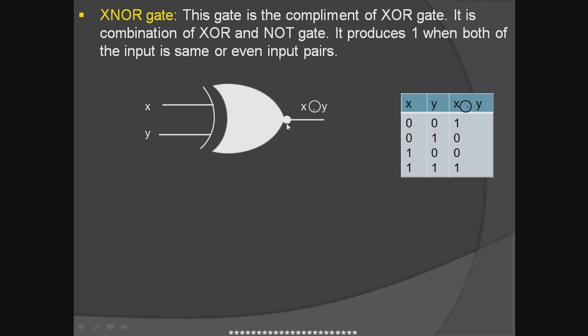As you can see here, this represents the NOT. The only thing that is changed in this diagram is this small circle at the front, which represents the NOT gate, and you can see in the truth table also the circle is there and then the AND operator. It will produce 1 when both the inputs are the same, or even input pairs. As you can see in this diagram, when both input values are 0 0 or 1 1, the same, then 1 is produced. But when they are not the same, then 0 is produced.